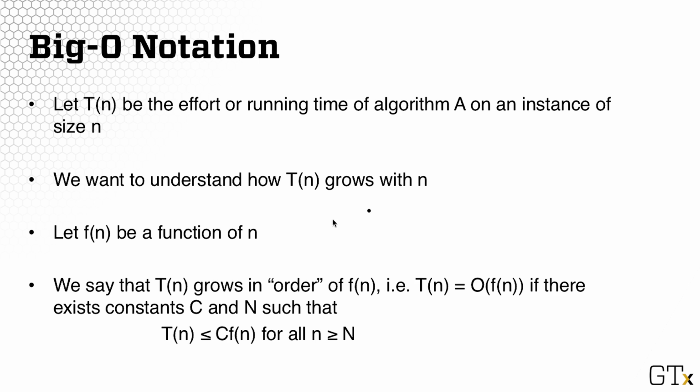Let me define what this means. Suppose I have a function f(n). We say that T(n) grows in order of f(n). In particular, we say that T(n), the running time, is big O of f(n) if there are constants c and capital N such that for large values of n, the running time is always bounded above by some constant multiple of this function. This is what big O means.